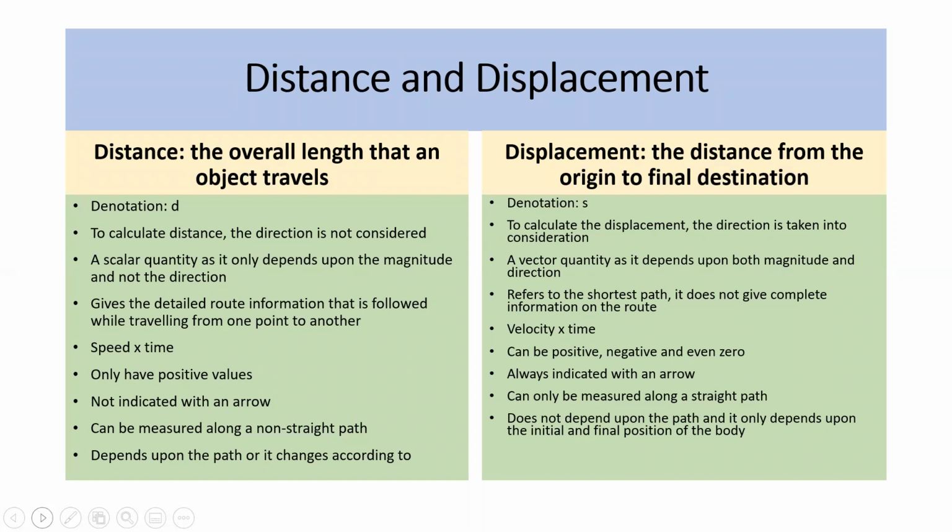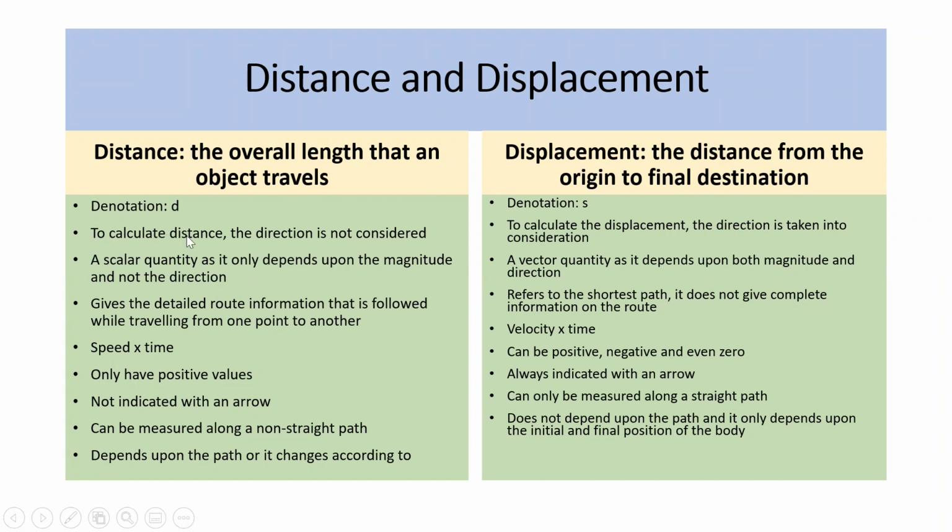The second unit in kinematics is about distance and displacement. Distance is the overall length that an object travels, and it's different from displacement. Displacement is the distance from the origin to the final destination. So what are the differences between distance and displacement? You can also see from the table. The notation for distance is d, and the notation for displacement is s.